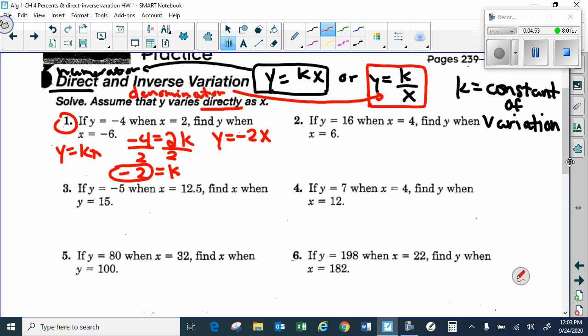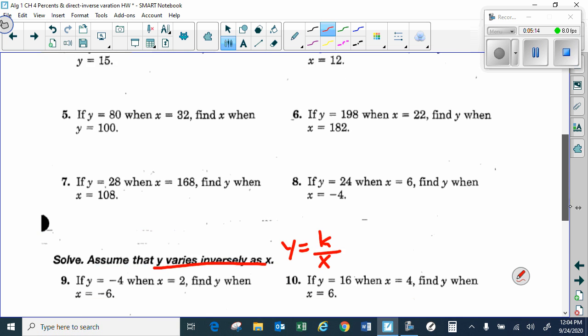And now it says find y when x is -6. So we substitute in -6 for x, and -2 times -6 is 12. There's our answer. All right, so that's directly. That's how you're going to do every one up in the top 8.